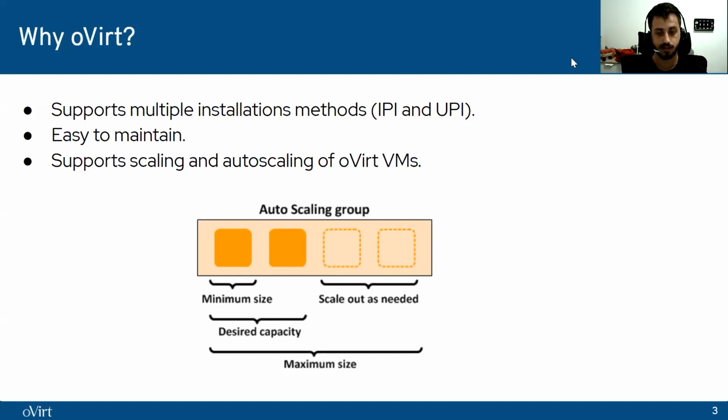Basically, what that means is that you can create or destroy oVirt VMs from OKD. Or if you're using the autoscaler, the cluster itself can create or destroy oVirt VMs depending on the load that it is experiencing right now. Of course, everything is done through customization, and you can define rules of when to create new VMs and when to destroy them.